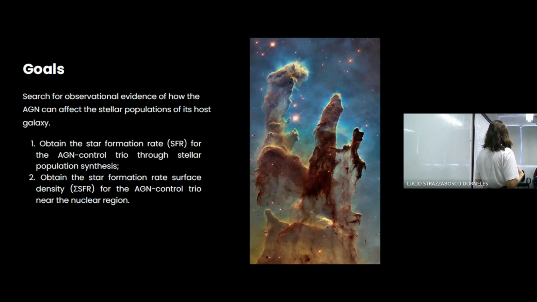can affect the stellar population in its whole galaxy, obtaining the star formation rate for the AGN and control galaxies by stellar population synthesis. It means that we will compare star formation rates in active galaxies with inactive galaxies, and also obtain the star formation rate surface density for the AGN and control galaxies near the nuclear region.